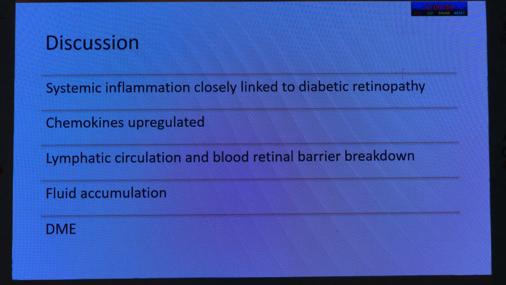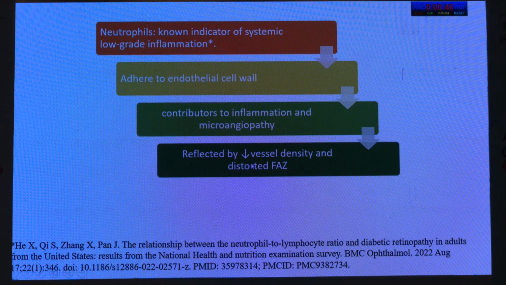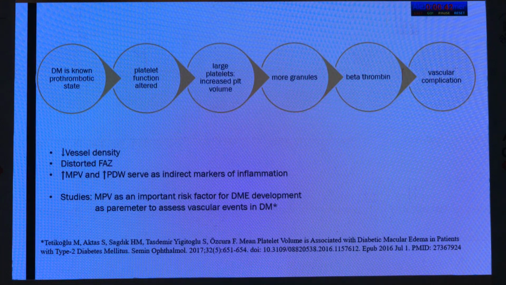So systemic inflammation, we all know, is closely linked to diabetic retinopathy and eventually leads to fluid accumulation and diabetic macular edema by blood retinal barrier breakdown. Neutrophils adhere to the cell wall, and this is reflected by a decrease in vessel density in patients with increased neutrophil to lymphocyte ratio. Platelet function is altered in diabetes. It is a known prothrombotic state, and because of increased beta thromboglobulin, there is more vascular complication, which is reflected by increased MPV and PDW.